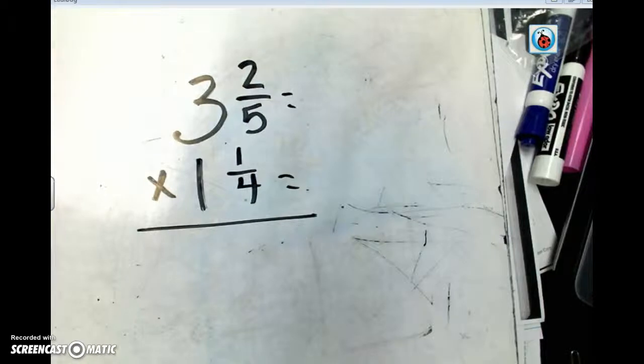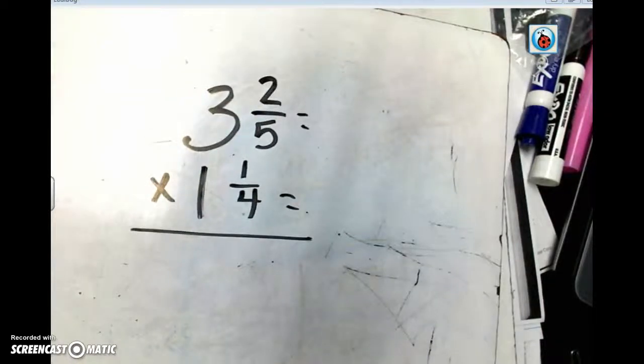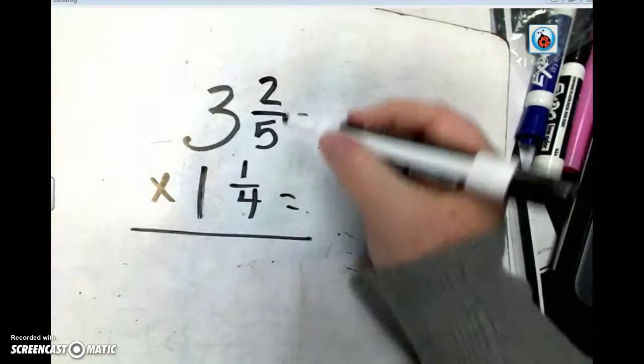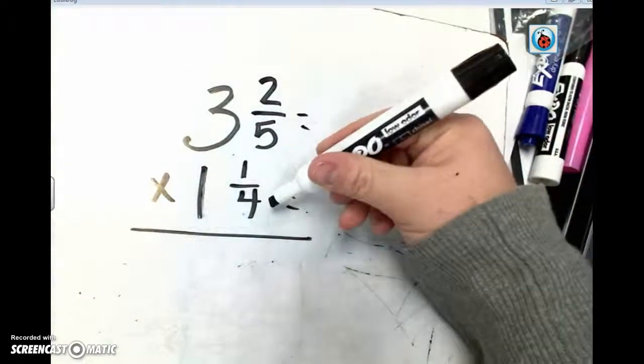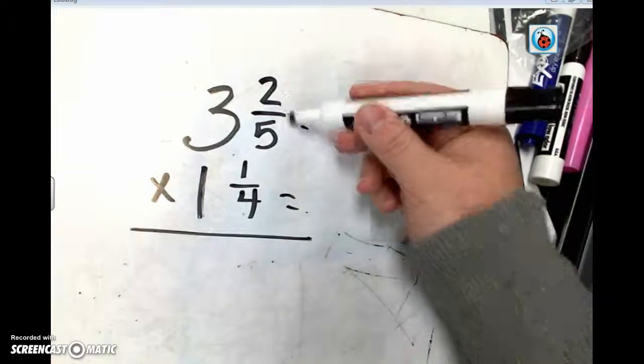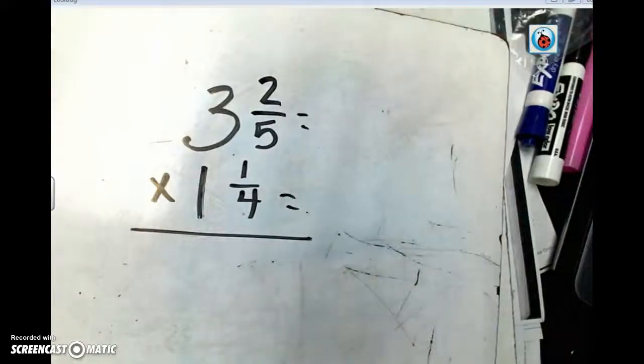What's my first step, Lene? I'm going to change my mixed numbers to improper fractions. Gabe, be ready for this one because I'm going to call on you. Allie, can you walk me through 3 2/5?